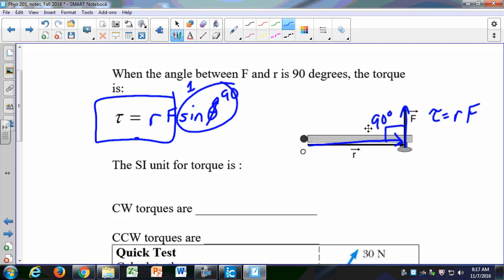The SI unit for torque is the Newton meter. This is not the same as for work. If you remember, we use joules for work, but a lot of people use Newton meters for work. But these are different. They're completely different, not related in any way, even though they have the same units. Clockwise torques are negative, and counterclockwise torques are positive.